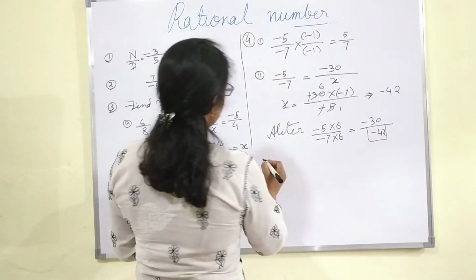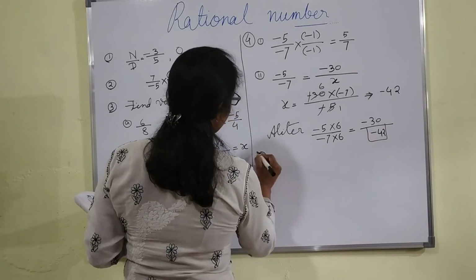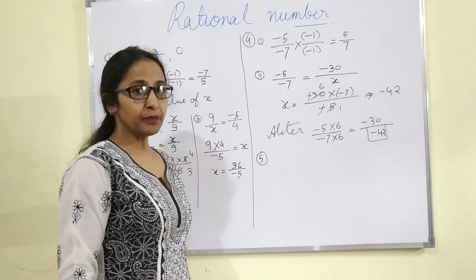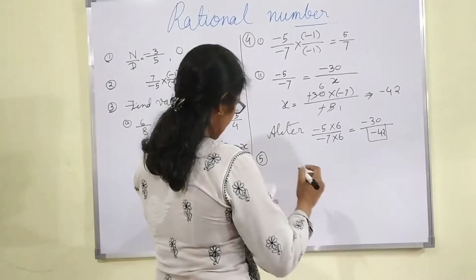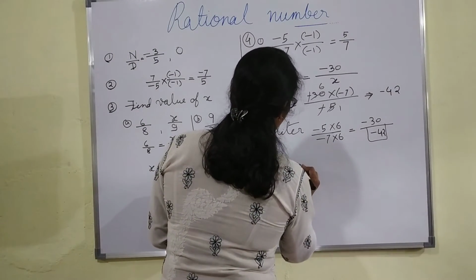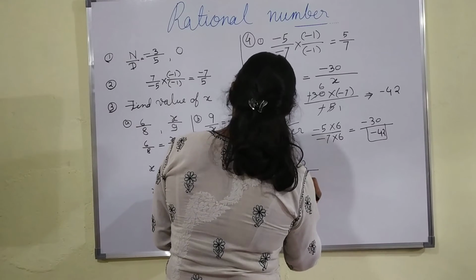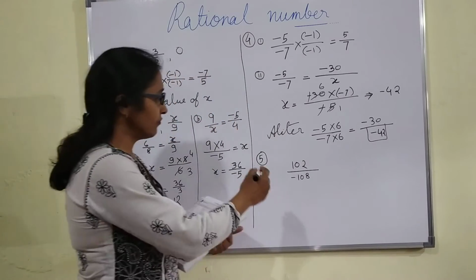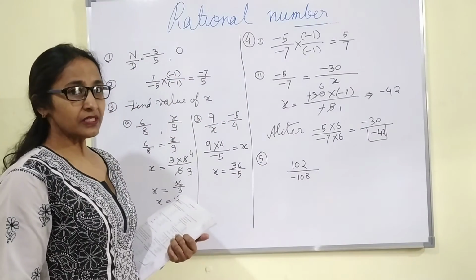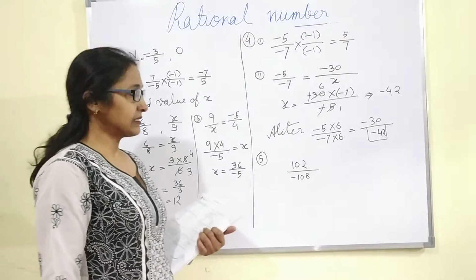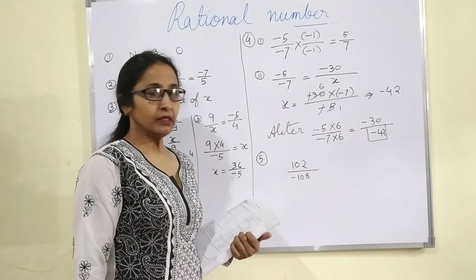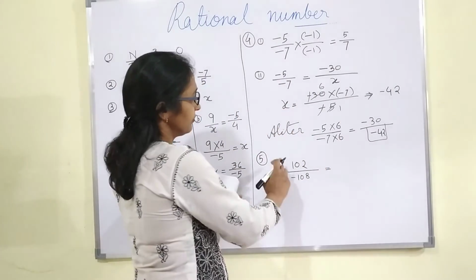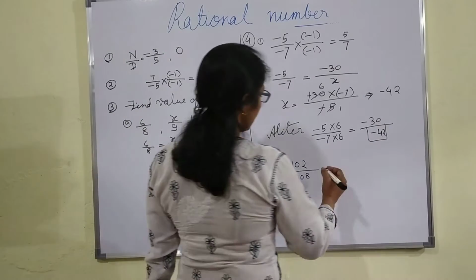Now the next question is to write in standard form. Standard form means simplified. So standard form of 102 upon minus 108, and we have to write it in simplest form or standard form. Standard form means we have to simplify this rational number.